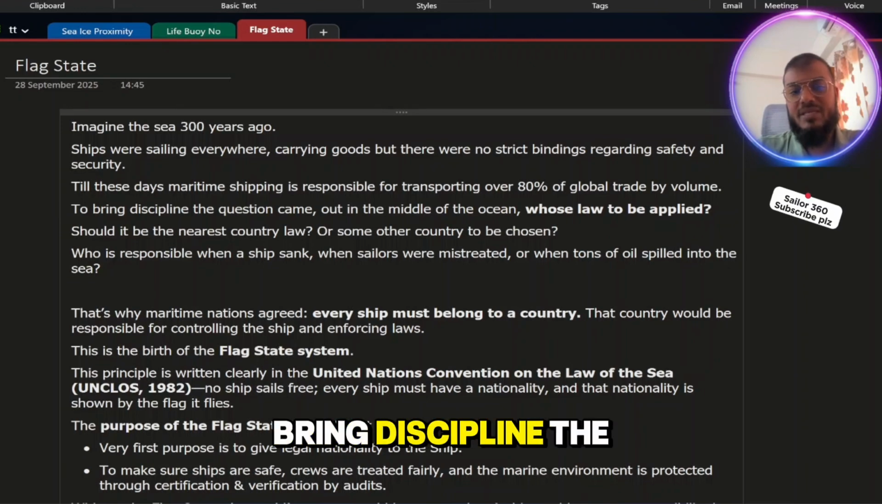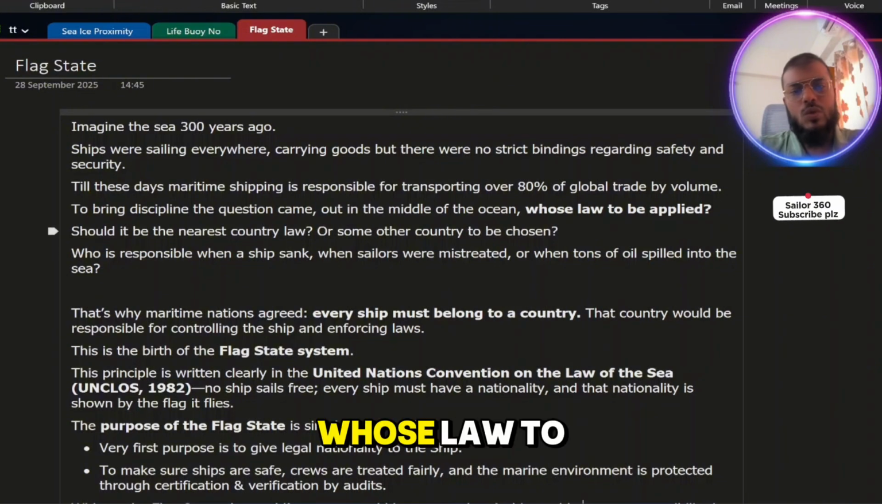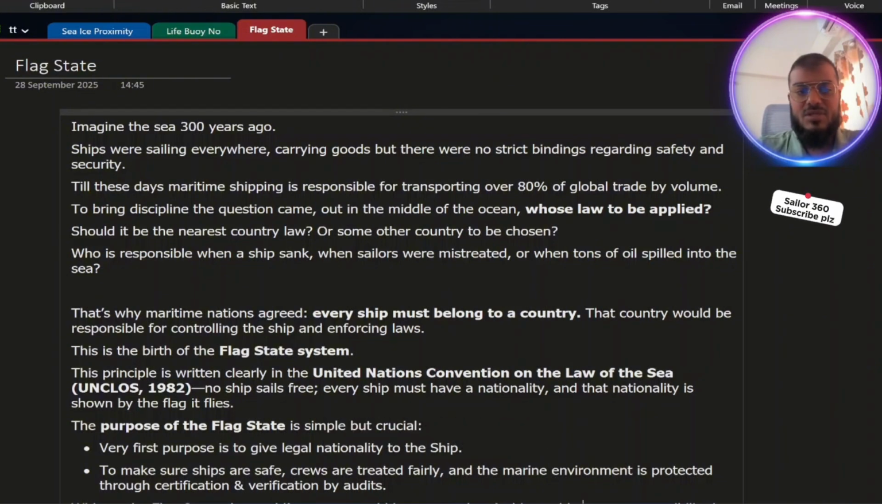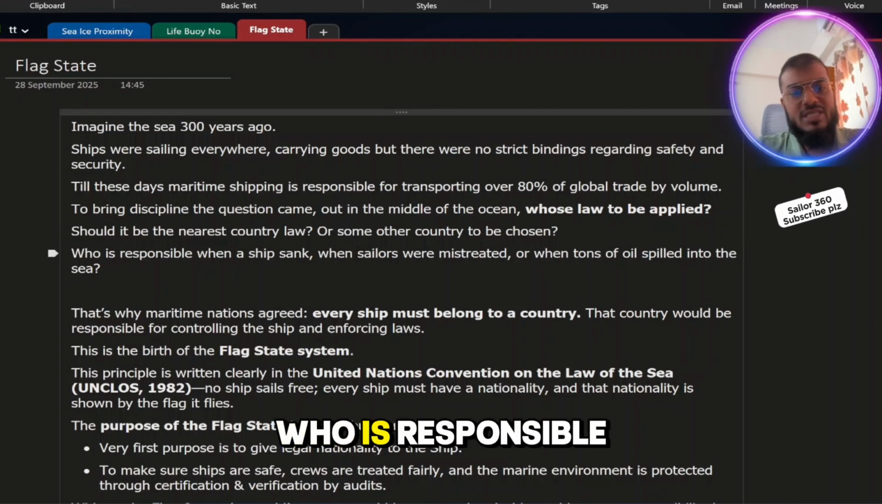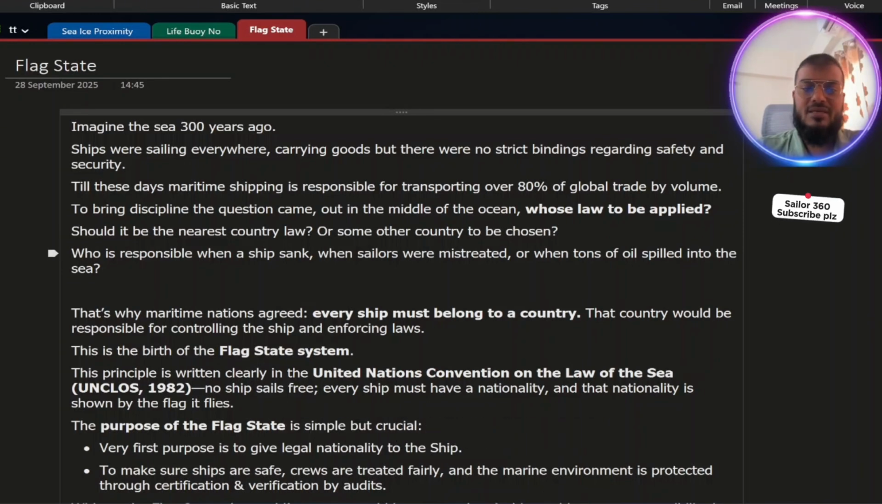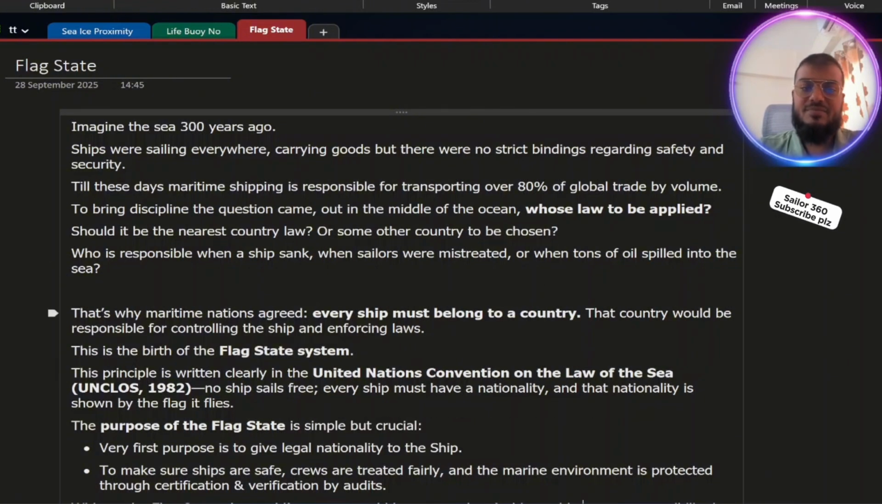To bring discipline, the question came: out in the middle of the ocean, whose law is to be applied? Should it be the nearest country's law, or some other country's to be chosen? Who is responsible when a ship sinks, when sailors are mistreated, or when tons of oil spill into the sea?